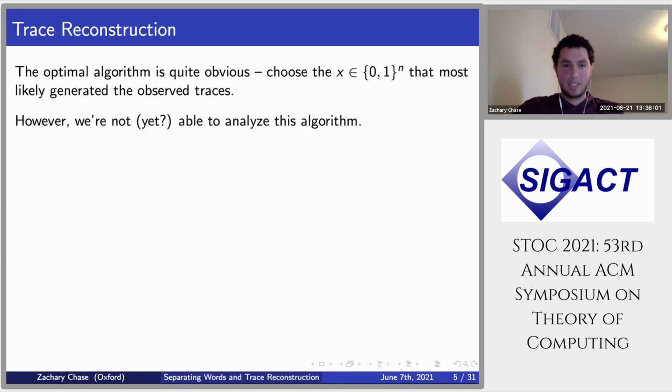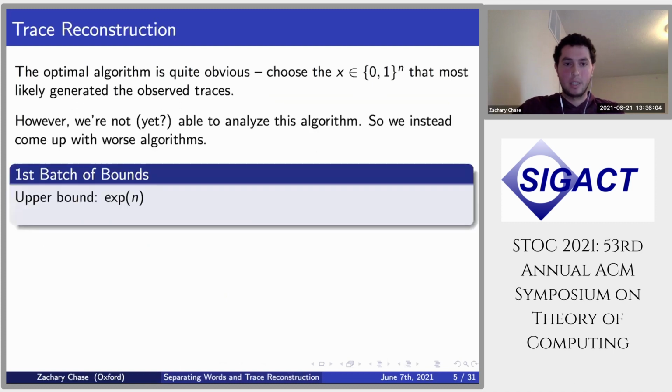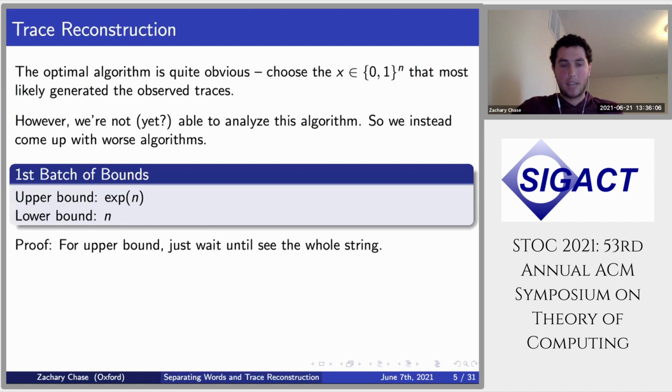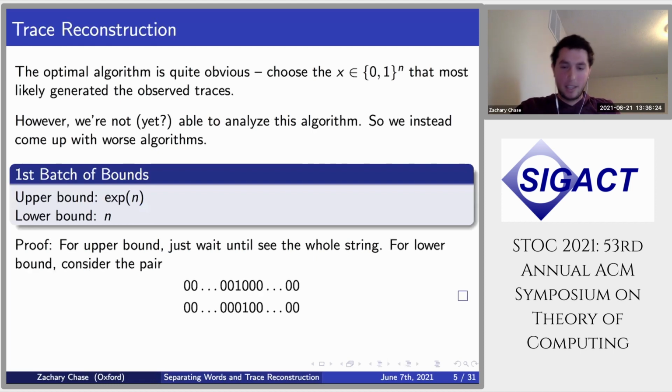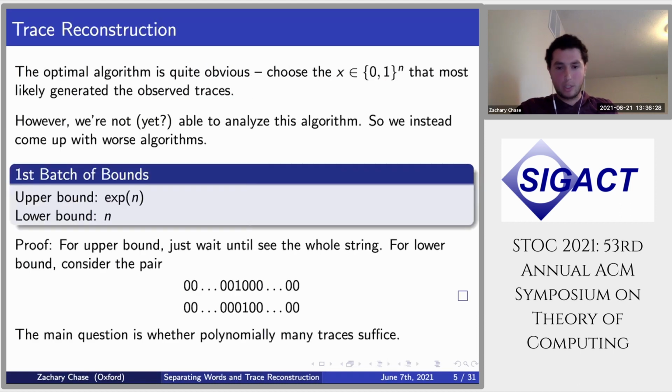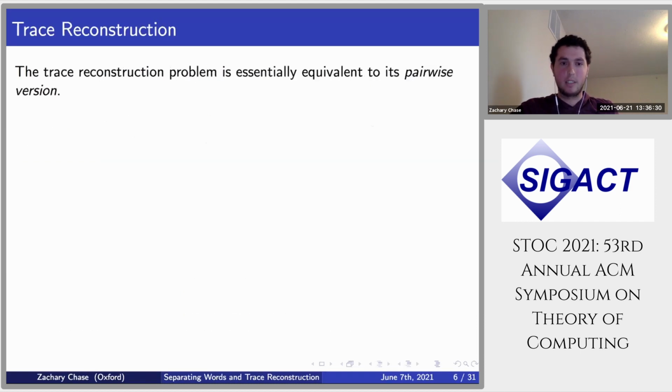Okay, I'm going to have to skip some stuff for time reasons. Okay, so the first batch of bounds is 2^n and n. So for the upper bound, you can just wait until you see the whole string, right? Like if you have e^(1000n) traces, then at some point you're going to see the whole string, and you'll know when you see the whole string because you know n, or you can deduce it from the lengths of the traces. And then this example gives a lower bound of n. And the main question is whether polynomially many traces suffice.